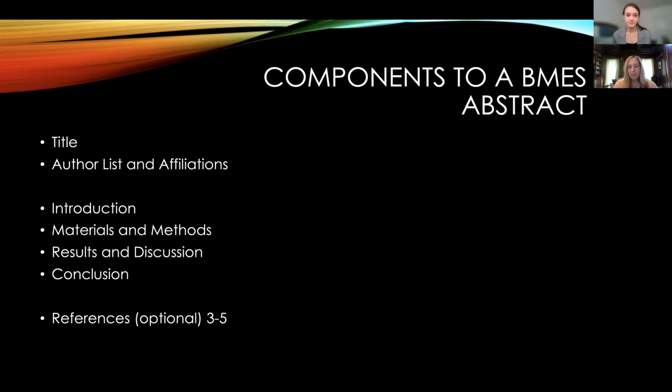And then the meat of the abstract. So you've got an introduction, a materials and methods section, a results and discussion, and then a conclusion. And then references are optional. Typically, an abstract for a journal, for instance, usually isn't referenced. But for BMES, because it's longer, because it's a page, it usually includes a few references.